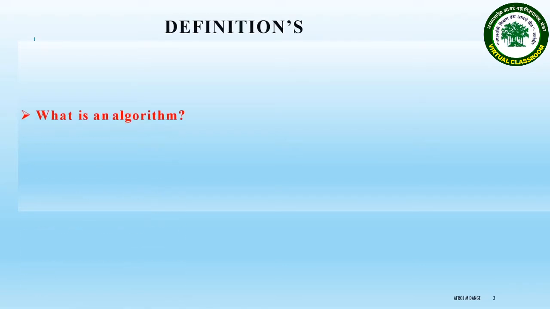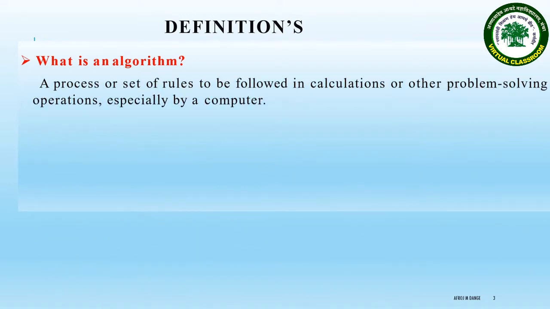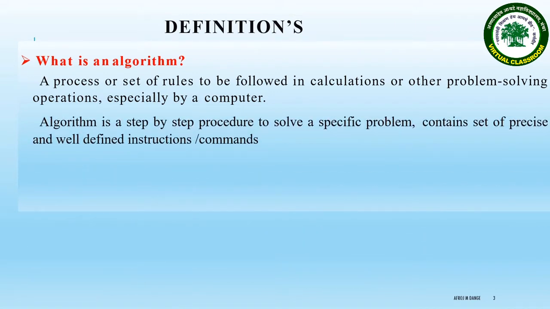In this tutorial, we are going to discuss algorithms, that is, an introduction to algorithms. First of all, let us know what an algorithm is. An algorithm is a process or set of rules to be followed in calculation or other problem solving operation, especially by a computer. Or an algorithm is a step-by-step procedure to solve a specific problem, containing a set of precise and well-defined instructions and commands. Algorithms are written in natural language, that means English-like statements.